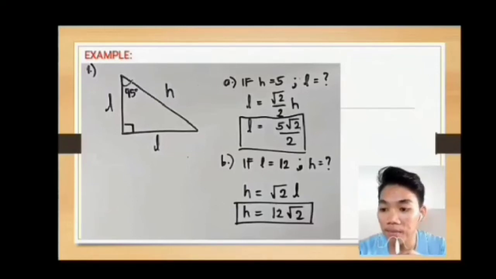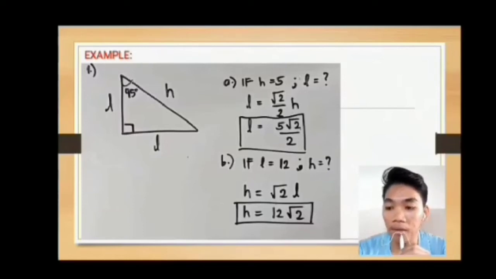Then, next, if L is equal to 12, then what is our hypotenuse? So, yung hypotenuse natin naman yung hinahanap. So, kapag hypotenuse lang hinahanap is square root of 2 times the leg. Yung length natin is 12, so i-multiply lang natin siya sa square root of 2. So, ang sagot is h is equal to 12 square root of 2.